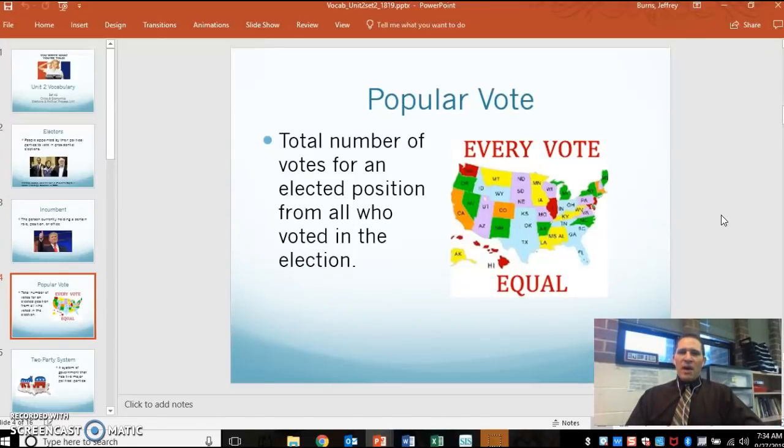All right, the popular vote. Most elections are decided by the popular vote. Not all elections, right? Not the presidential election. But the popular vote is the total number of votes that an elected position gets from all who voted. So if you get 1 million votes out of 1.5 million, you win because you got more than half, right? Popular vote in the presidential election decides which candidate wins each state. Okay, not which candidate wins the country.